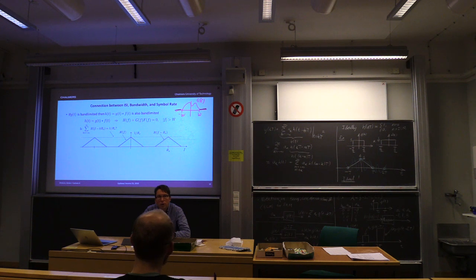I see some people nodding their head. Of course it's not, because if I add all these pulses together, I don't get the top line. I get something, you know, a bunch of triangles. It's certainly not a constant, right? So it's not a Nyquist pulse. Okay, so let's continue.